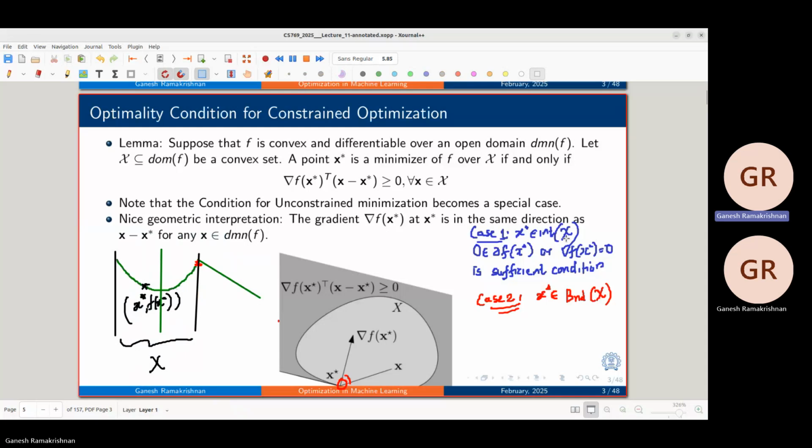Okay, so there are two cases. One is x star in the interior, which means zero sub-differential, or gradient vanishing, is a sufficient condition. But our entire focus today, our entire focus in this slide, is case 2, where x star is on the boundary. Is all clear now?